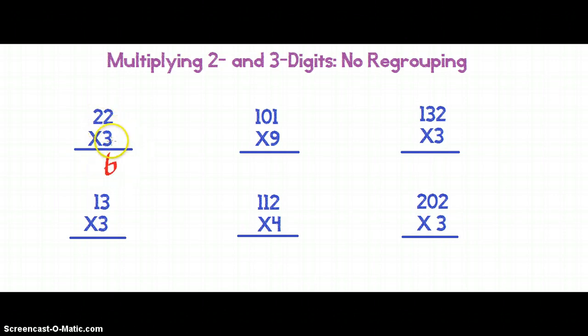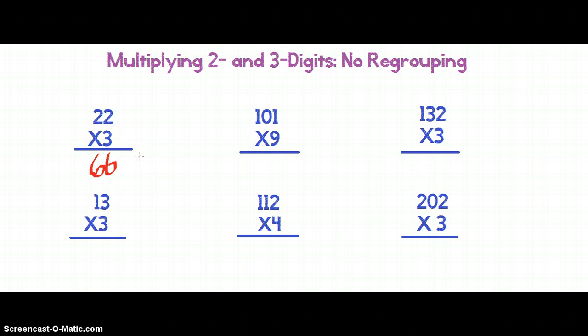Alright, now I'm going to multiply my 3 times my tens place. 3 times 2 is 6, and I write it down. And it's that easy, so our answer is 66. 22 times 3 is 66.